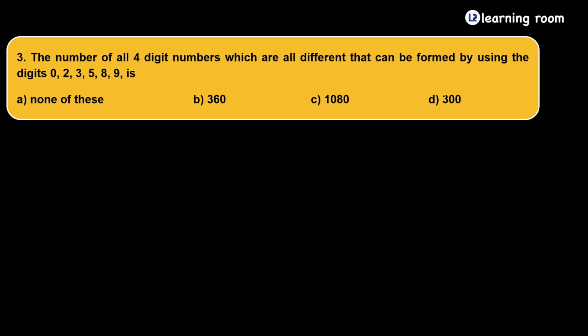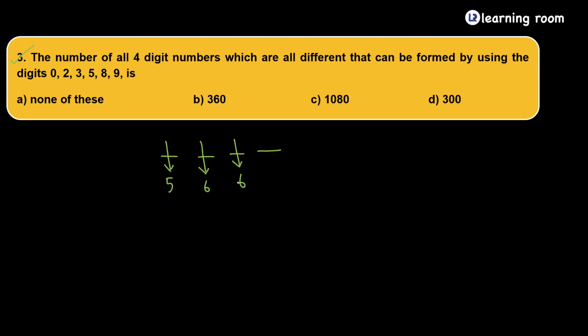Listen. The number of 4-digit numbers which are all different that can be formed by using the digits 0, 2, 3, 5, 8, 9 is. So 1, 2, 3, 4. Out of the 4 blank spaces, the first place should not take 0. So you can use any of the 5 numbers. Similarly, here, you can use any of the 6. And what about this place? You can use any of the 6. Because if it comes out as 1020 and 1002, they both are different numbers.